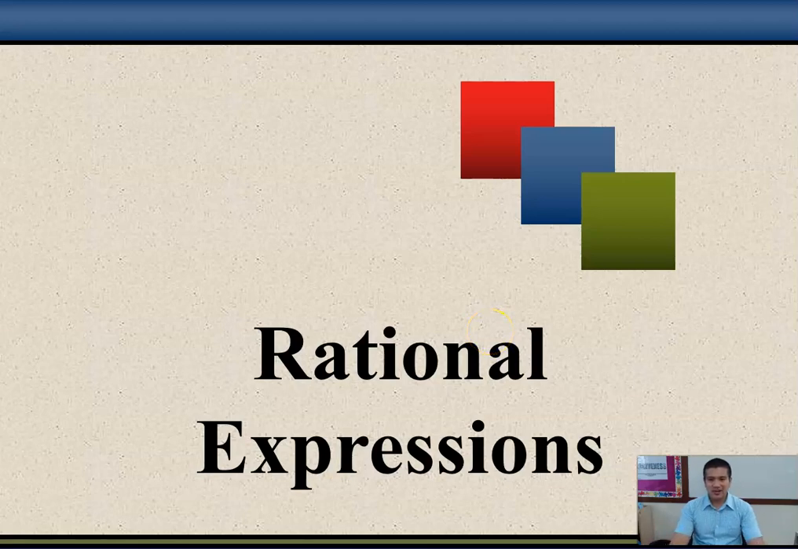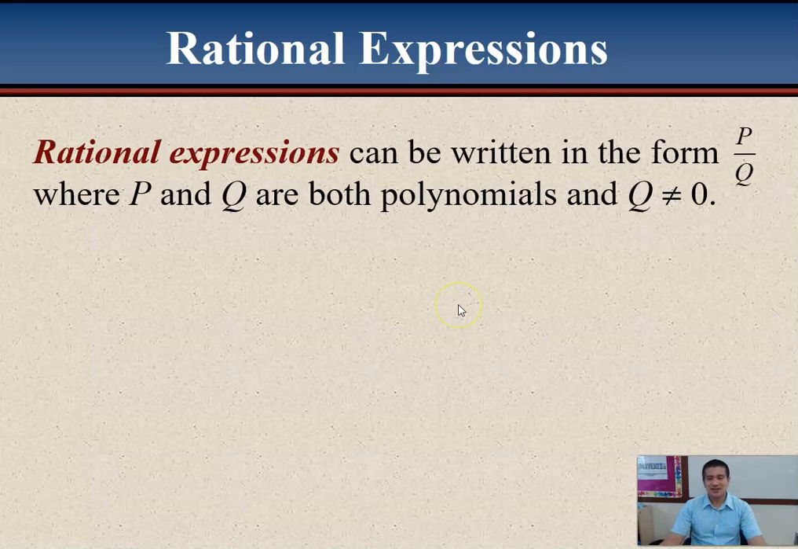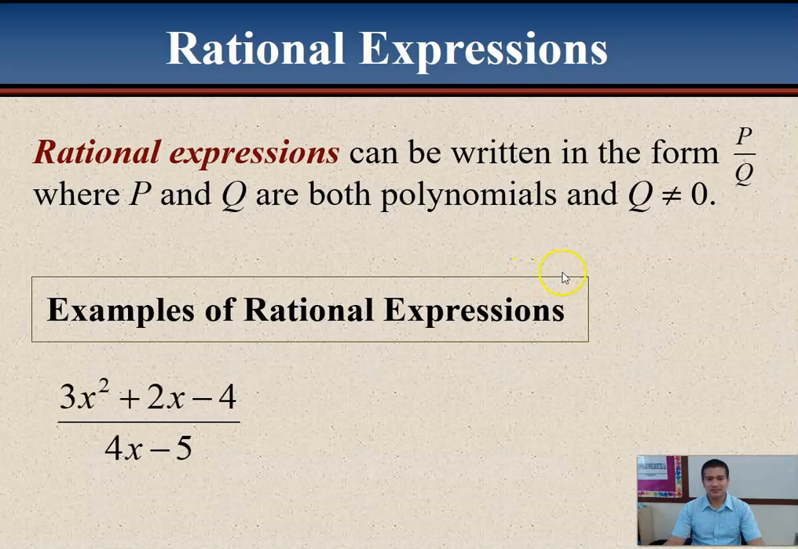In this video, we are going to learn about rational expressions. What is a rational expression? And how will we simplify a rational expression? First, a rational expression can be written in the form of P over Q, where P and Q are both polynomials, and Q is not equal to 0. Always remember that when Q is equal to 0, the rational expression is undefined. So in each fractional form or rational expression, Q is not equal to 0.